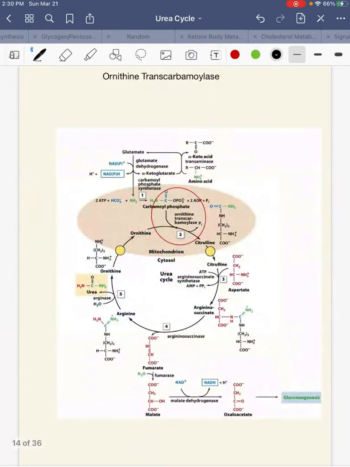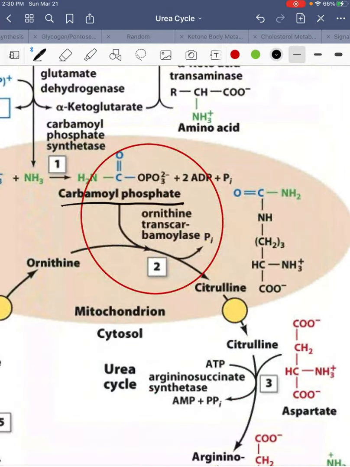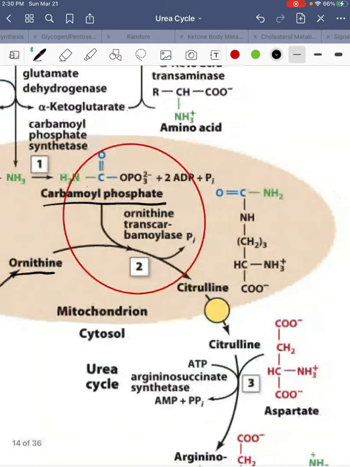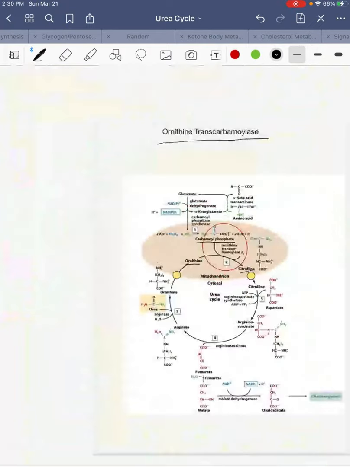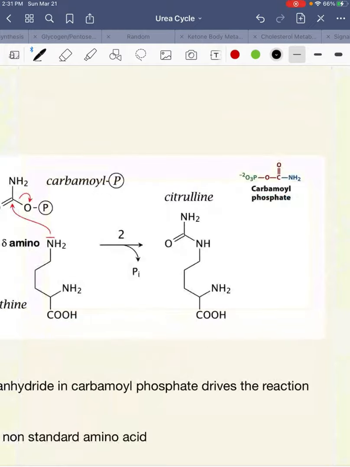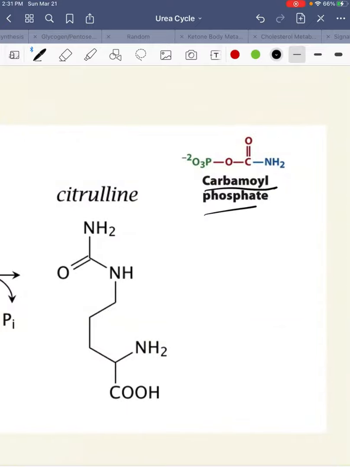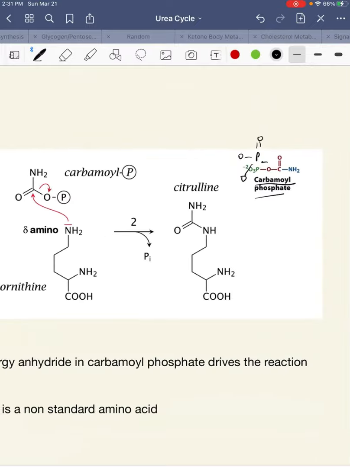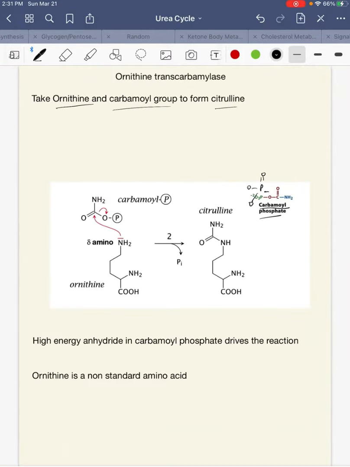Okay, so after that we have ornithine transcarbamylase. So we'll take the carbonyl phosphate we made, we'll take ornithine, and then we'll make citrulline. So like I said, it takes ornithine, the carbonyl group from the carbonyl phosphate, and we'll make citrulline. So this is the carbonyl phosphate. Like I said, this O is linked to phosphate, and this is the structure of the phosphate group. So this is an anhydride. This anhydride is very high energy, and it's able to drive the reaction.